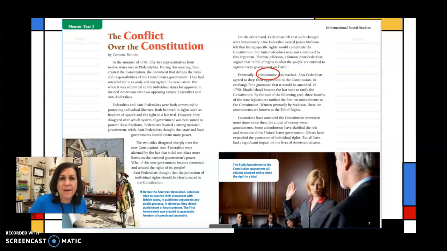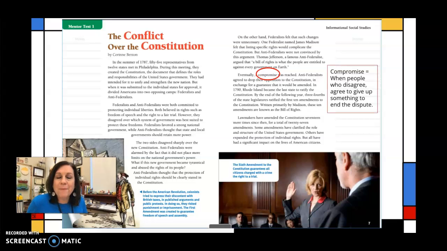The other word I have circled is compromise. Now, sometimes parents tell us to compromise, or we tell our children to compromise. And what that means is when people who disagree agree to give up something to end the dispute. So each side agrees to give up something to come together to end the dispute.